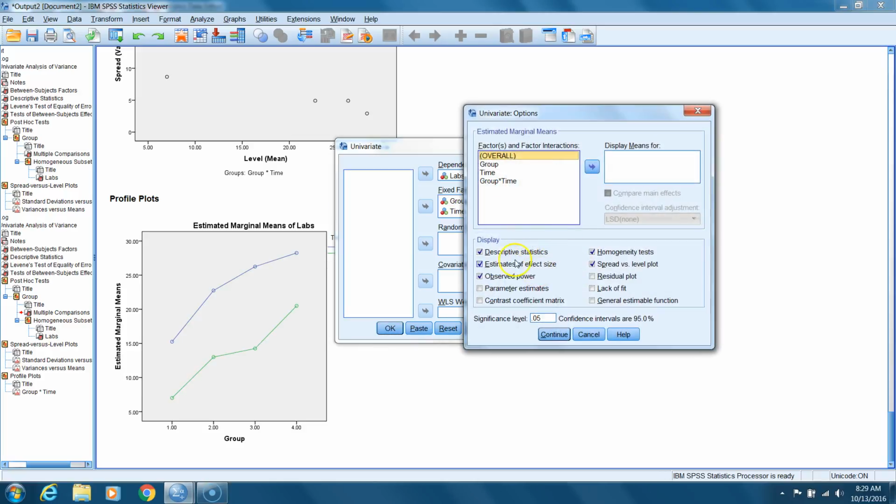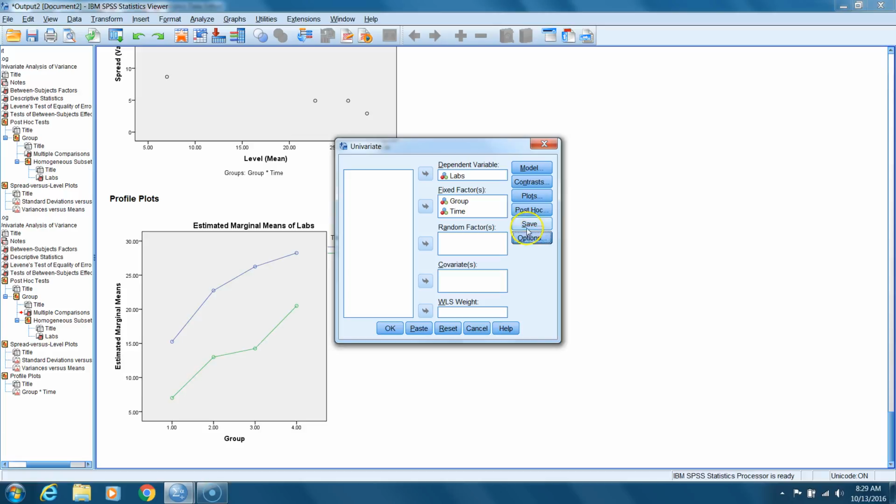Under options, we checked off a whole bunch of our displays that we'd like to see. This time I'm also going to go ahead and display group means, because I want to see some of the group means in a little more detail. If I wanted to, I could click compare main effects. I'm not going to do that for right now. Go ahead and click continue.